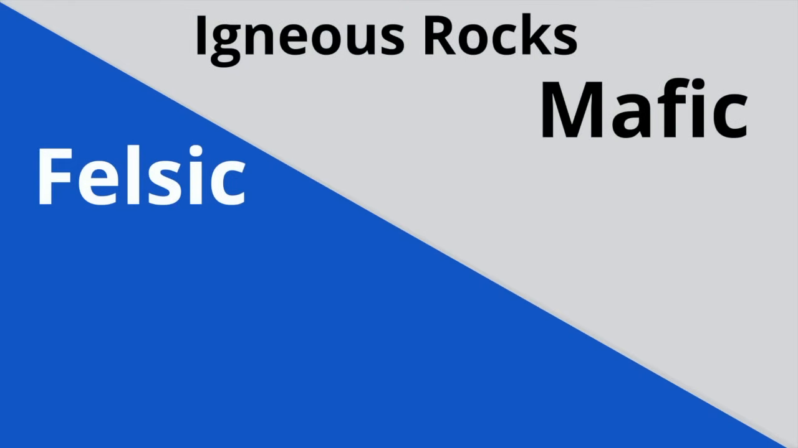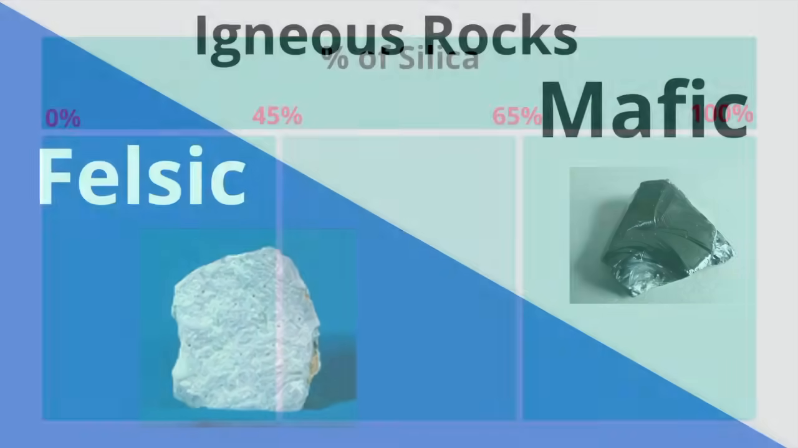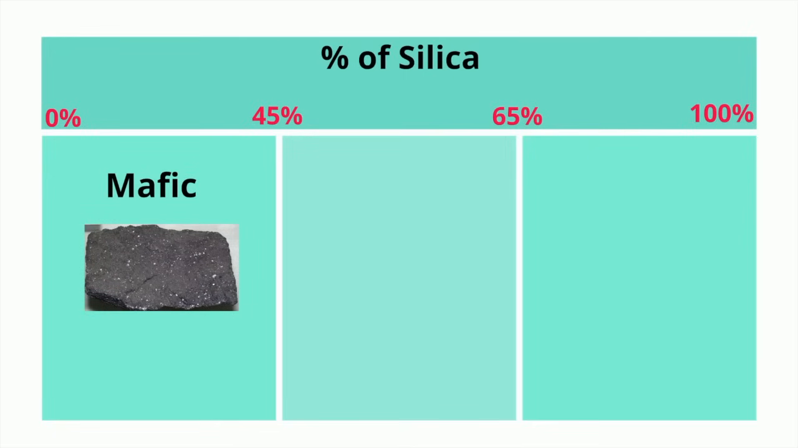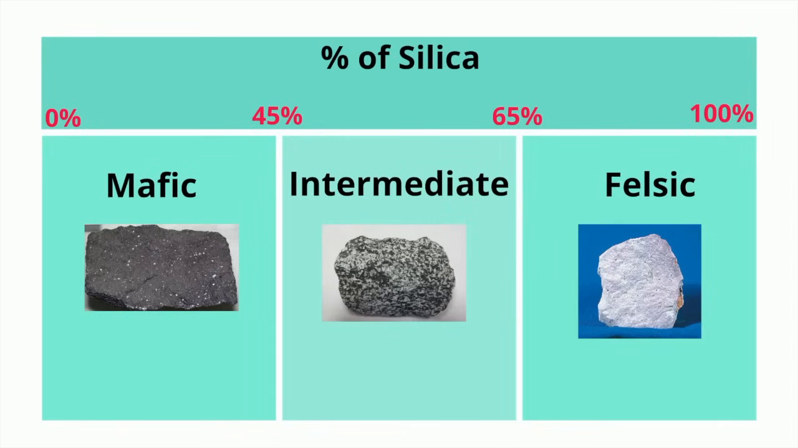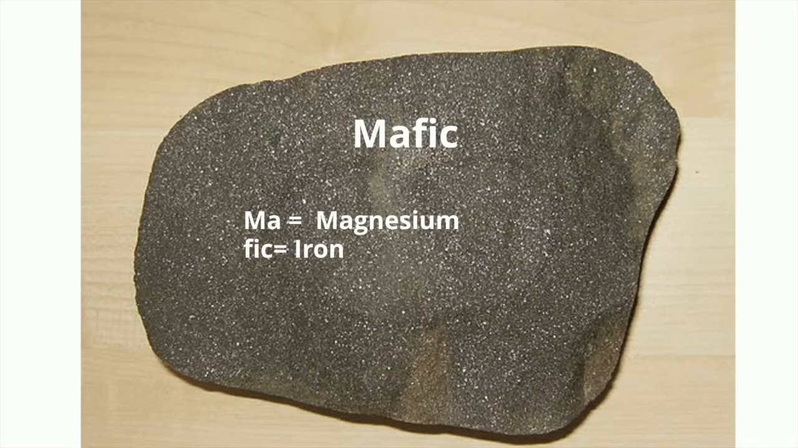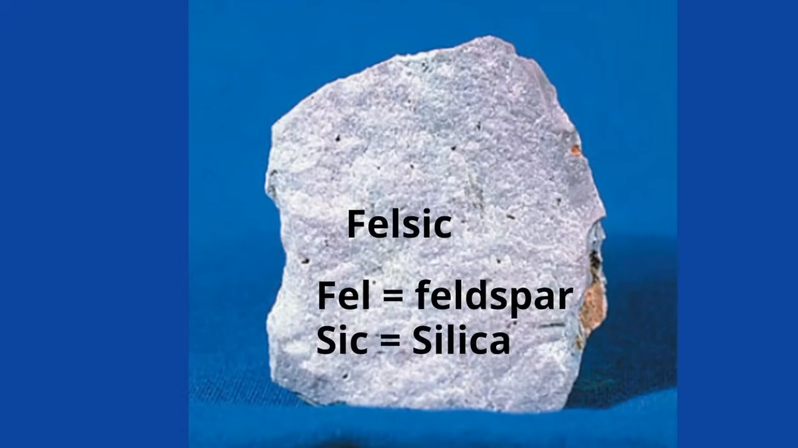Another way you can classify igneous rocks is to determine if the rock is mafic or felsic. Classifying an igneous rock as mafic or felsic is actually a scale of the percent of silica found in the rock. 0 to 45% silica is considered mafic, and 65% or greater silica is felsic. Mafic rocks are dark in color, and felsic rocks are lighter in color. The name gives you a clue as to what other minerals make up these rocks. Mafic can be broken into Ma for magnesium and Fic, which is Latin for iron. Felsic is broken into Fel for feldspar and Sic for silica.